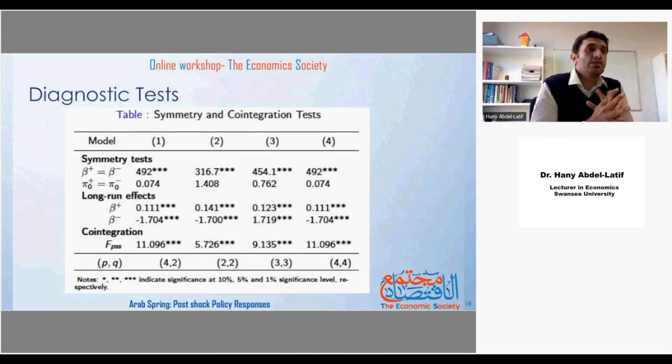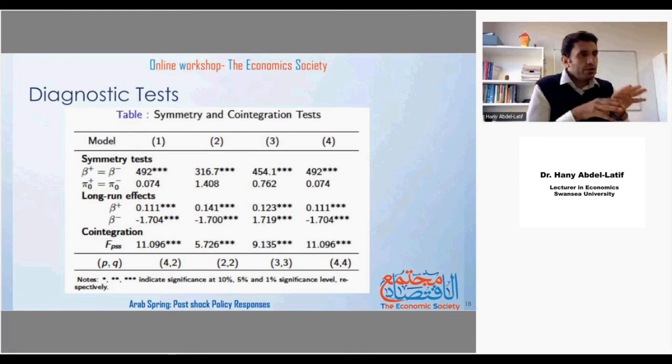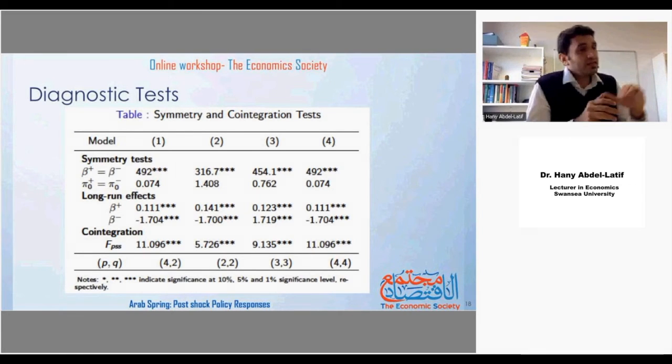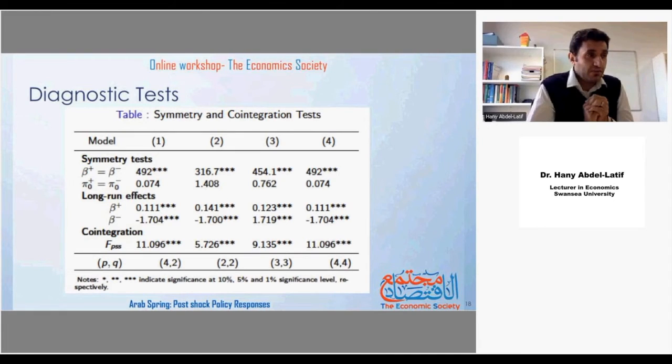So what we have here, as I said before, is the estimation of our parameters. And by the way, the ARDL, or the NARDL model, uses OLS estimation. What we're looking at here is whether there's an asymmetric impact or not. So whether there are statistical differences between positive increases in government spending and negative shocks, or negative changes, to government expenditure on growth. So that's the first part of the table.